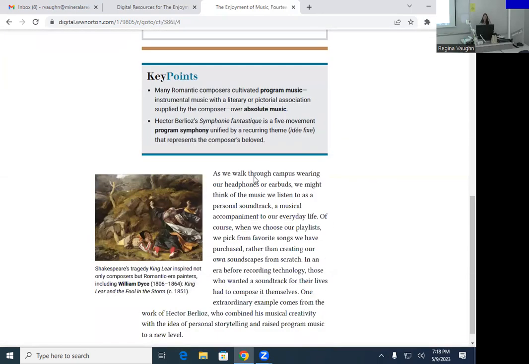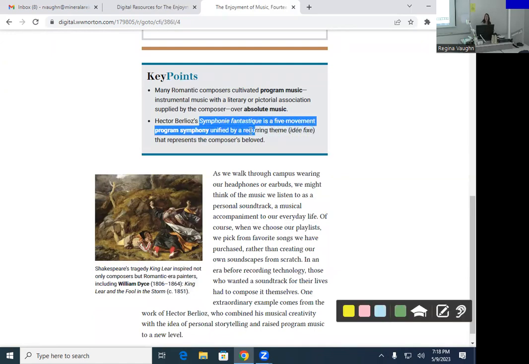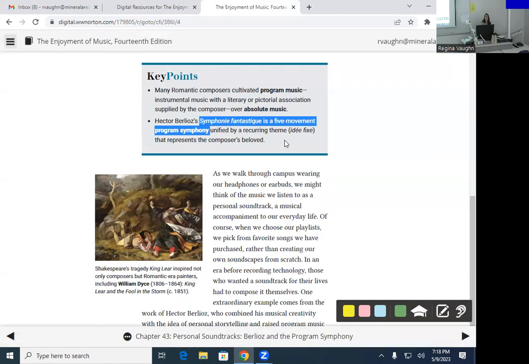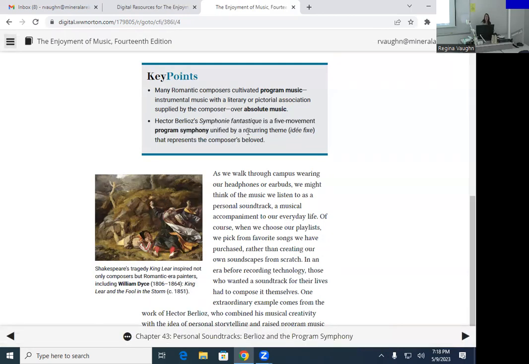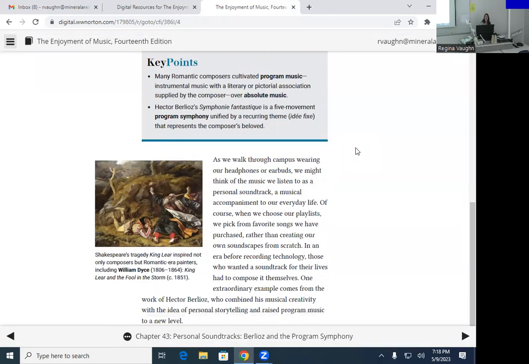Hector Berlioz wrote the Symphonie Fantastique, which is a 5-movement program symphony. And it's unified by the recurring musical theme called the idée fixe that represents the composer's beloved companion, his beloved partner.